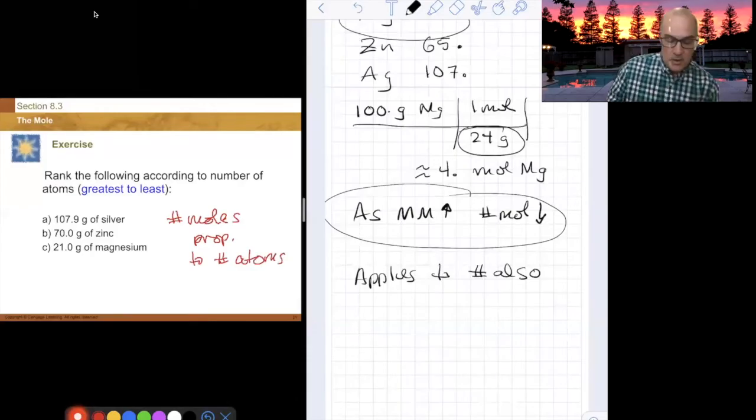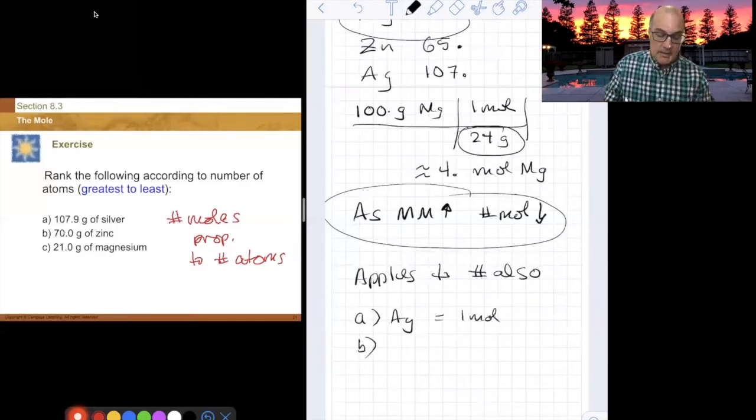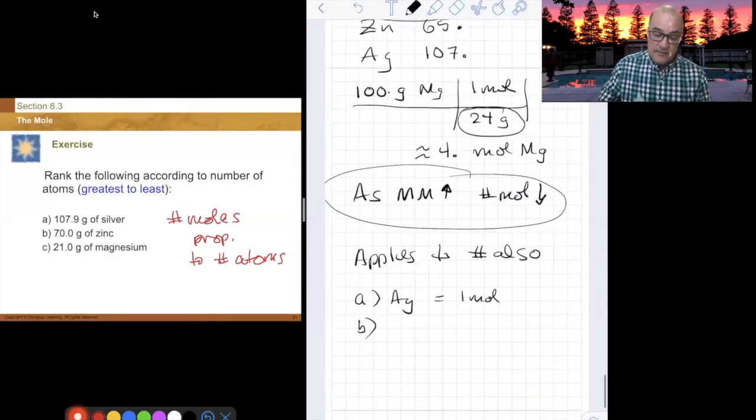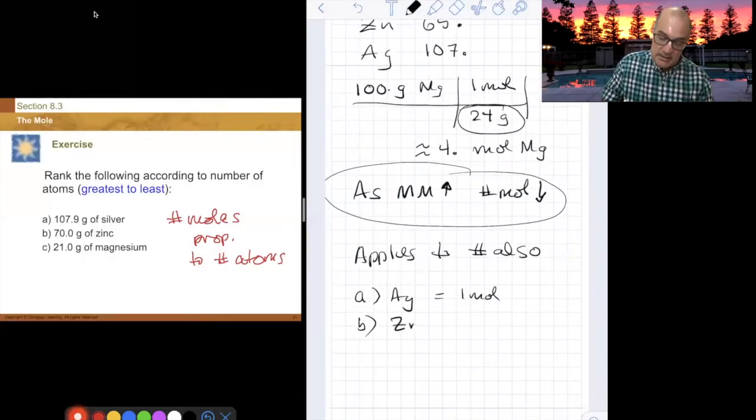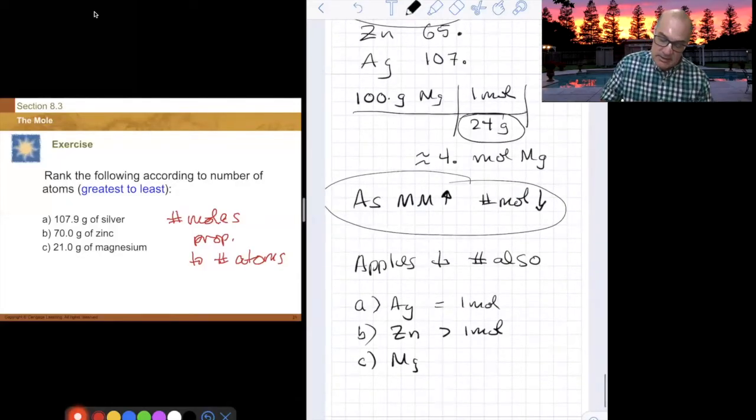So the easiest way to do this is, again, to put it in moles. 107.9 grams is the molar mass of silver. So this is 1 mole of silver. The molar mass of zinc, if we go back up a little bit, we can see this is about 65. So for zinc, this is a little bit more than 1 mole of zinc. And for magnesium, the molar mass of magnesium is 24. So this is a little bit less than 1 mole, right?